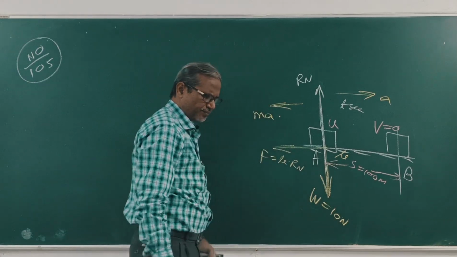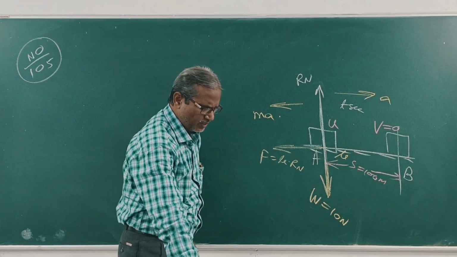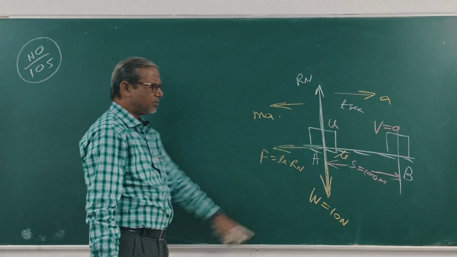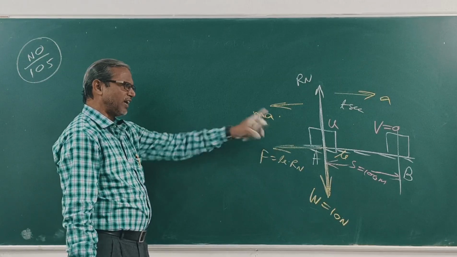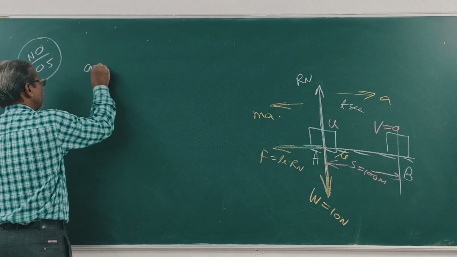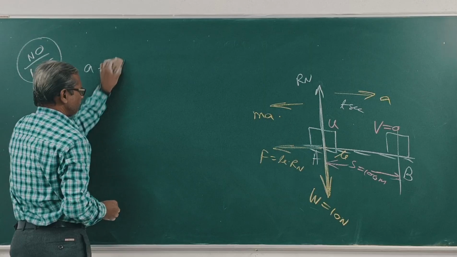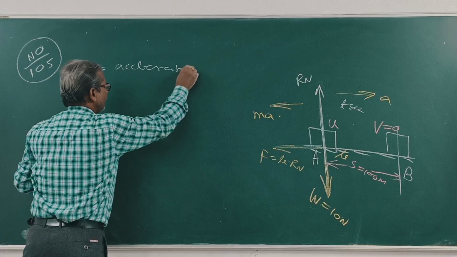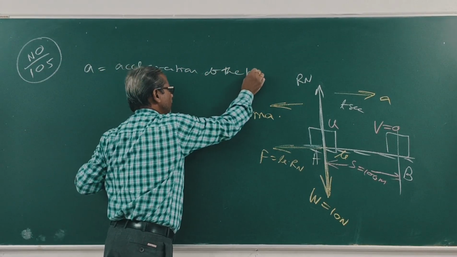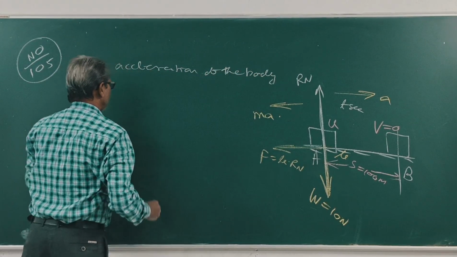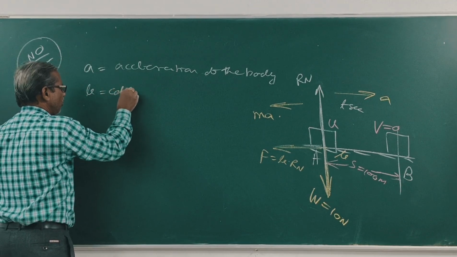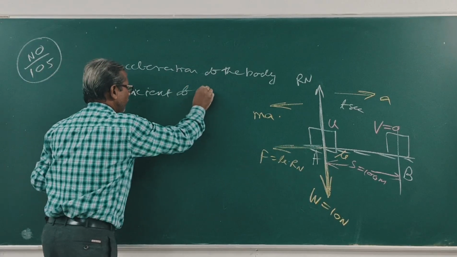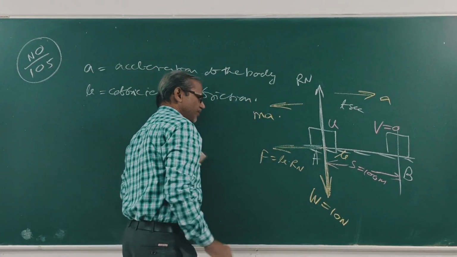Clear? First, find what is the acceleration. The block comes to stop, so V is equal to 0. So we will find negative acceleration. Let A is equal to deceleration or acceleration of the body. What is mu equal to? Coefficient of friction. Clear?